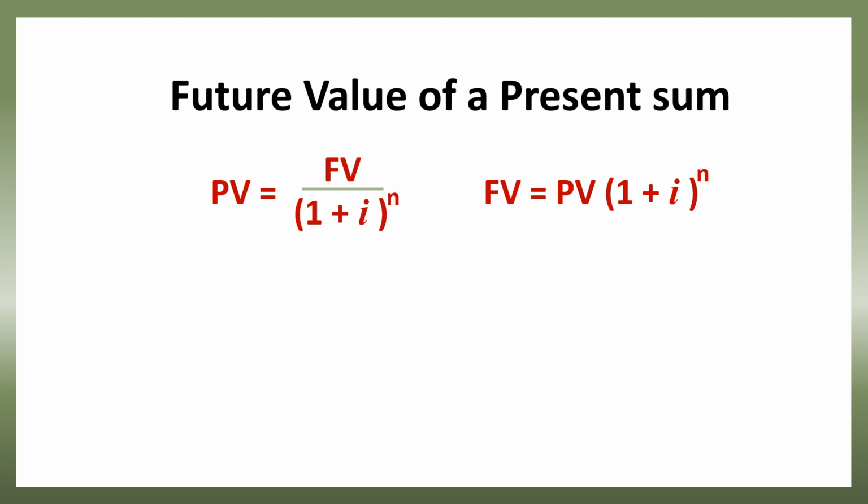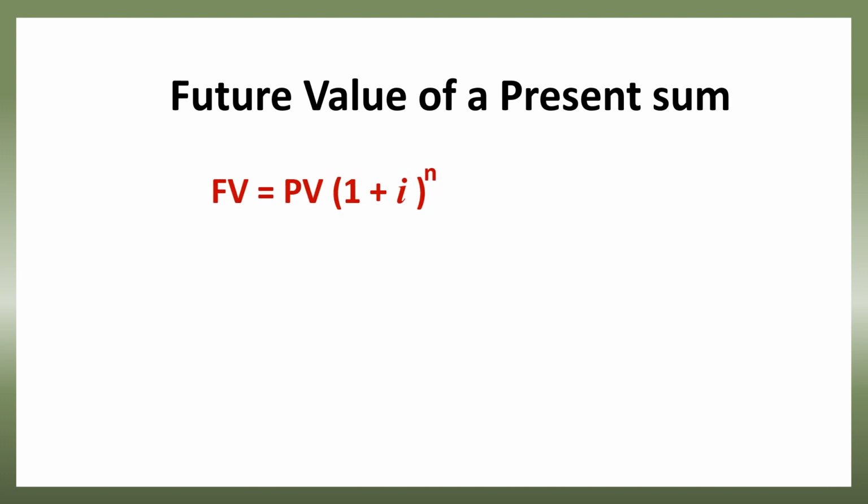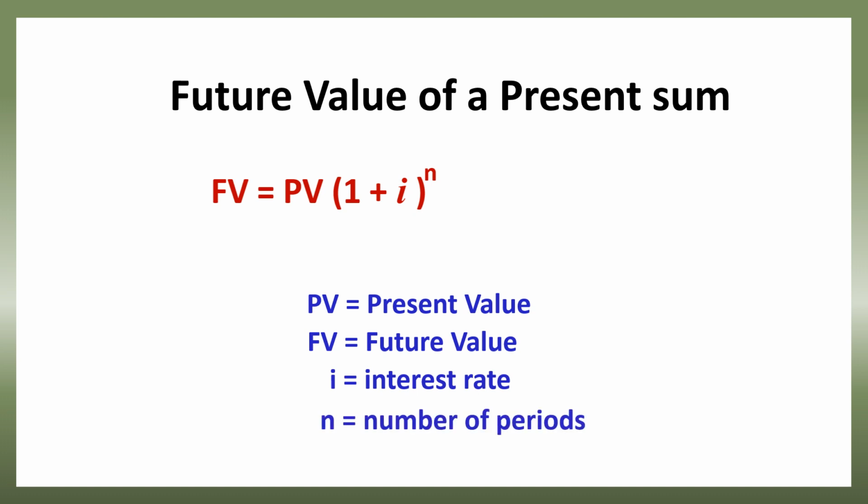So, we can find the formula for finding future value from the same formula that we have already studied in the previous video, that is the formula to find present value. So, future value is equal to present value into (1 plus i) whole raised to n. PV is the present value, FV is the future value, i is the interest rate, and n is the number of periods.